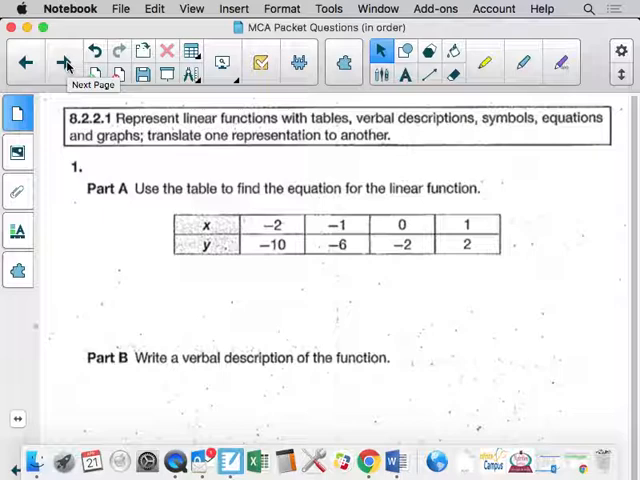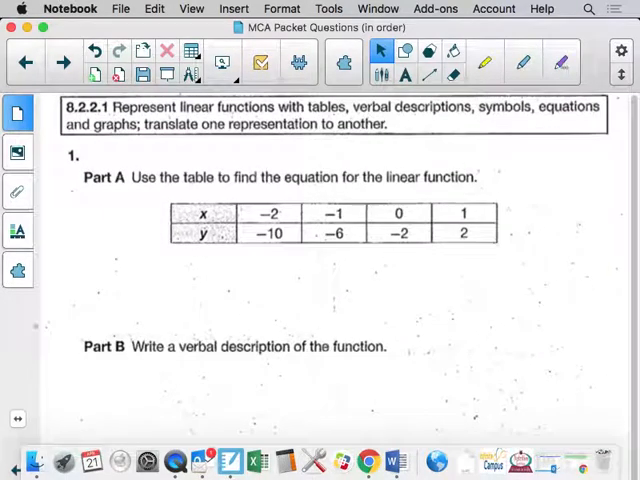Our first benchmark is 8221. Represent linear functions with tables, verbal descriptions, symbols, equations, and graphs. Translate from one representation to another. Part A says use the table to find the equation for the linear function.